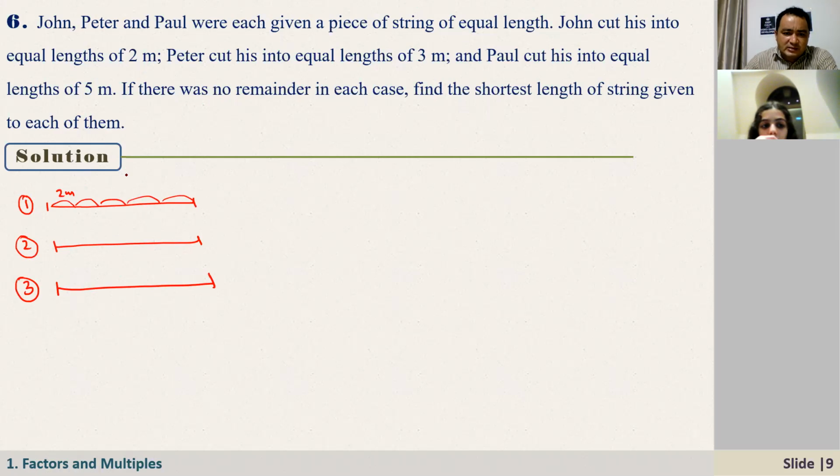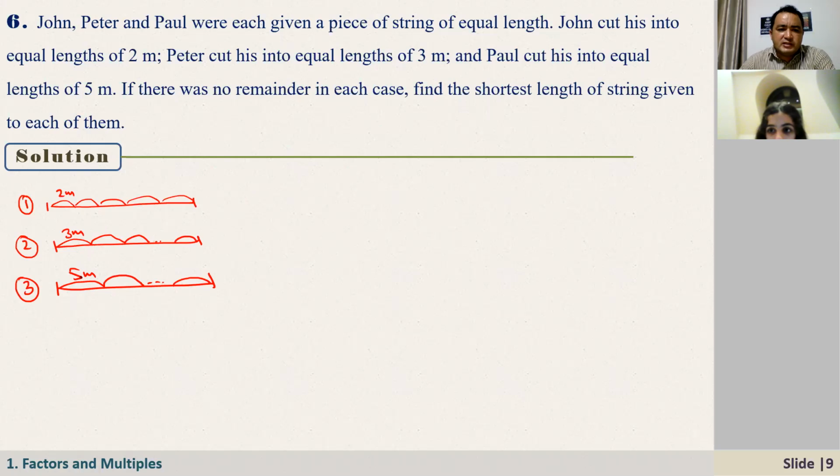And Peter cut his string into equal lengths of 3 meters. This one is a bit longer, 3 meters, and 3 meters. Each piece is 3 meters. And Paul cut his string into equal lengths of 5 meters. This one is a bit longer, how many pieces we don't know, but we know that each is 5 meters.